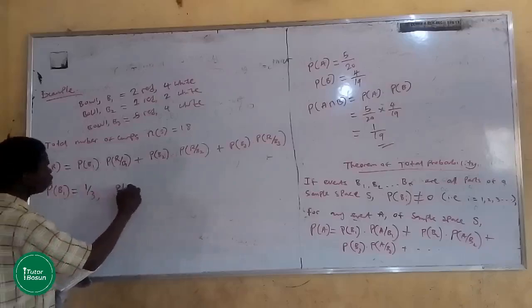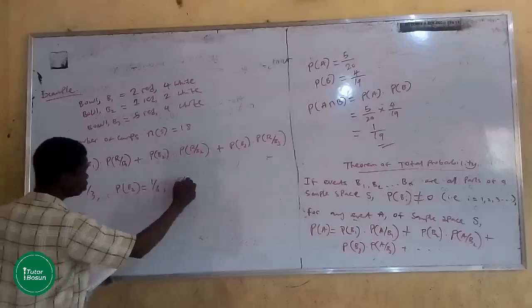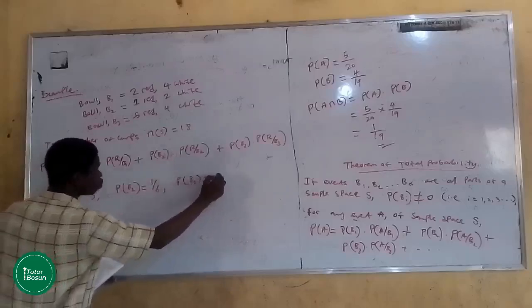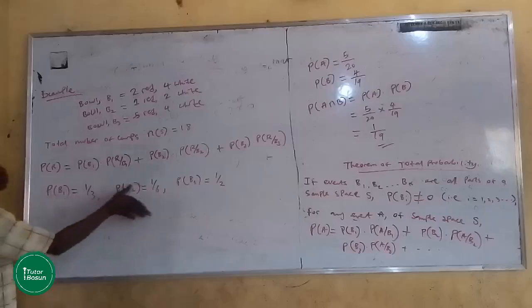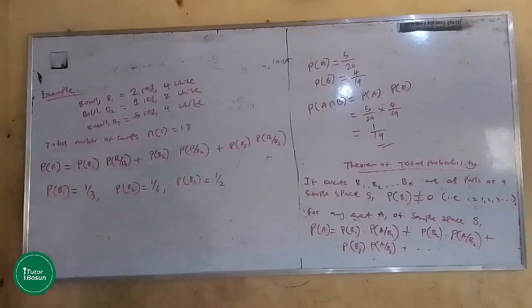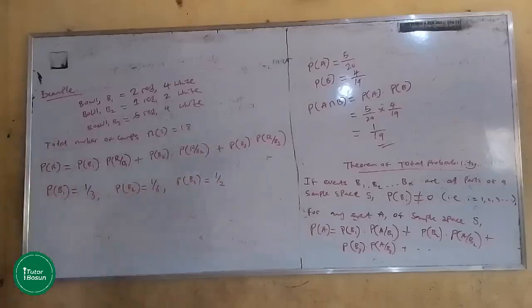The probability of B2 was given to be 1/6. And the probability of B3 was given to be 1/2. So we are plotting the probability of B1, probability of B2, probability of B3. You can easily plug this into our formula. But we don't know the probability of red given B1, probability of red given B2, probability of red given B3.